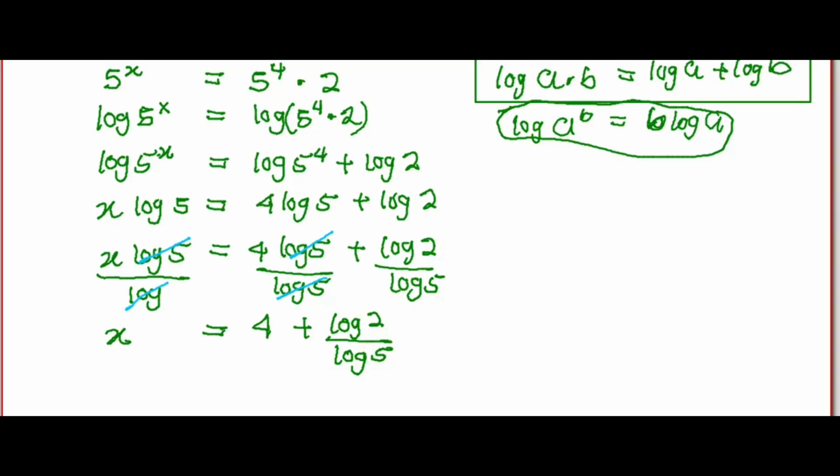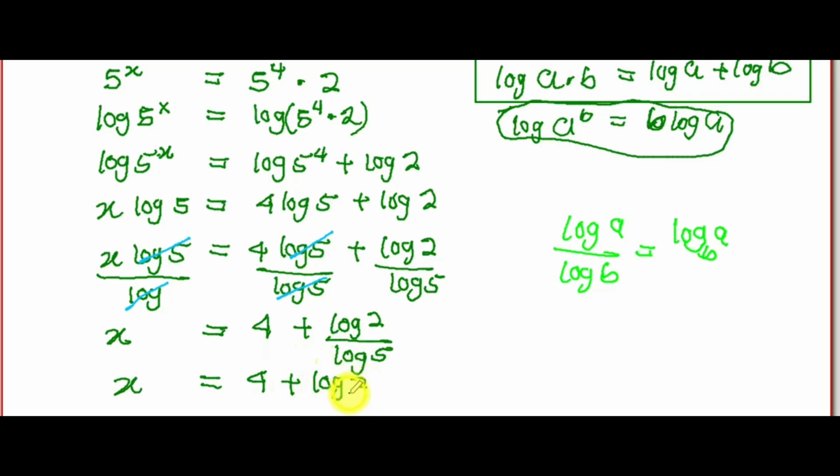So note that if you have log a divided by log b, it is going to give us log a to the base b. So if we apply that rule here, we have x equals 4 plus log 2 to the base 5. So this is the value of x. We have here as the answer.